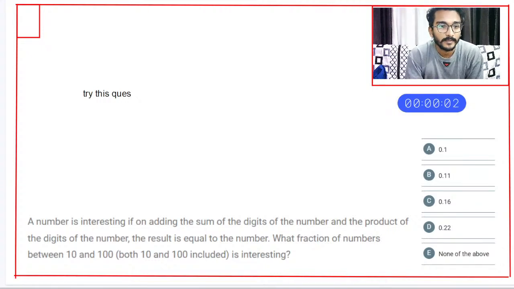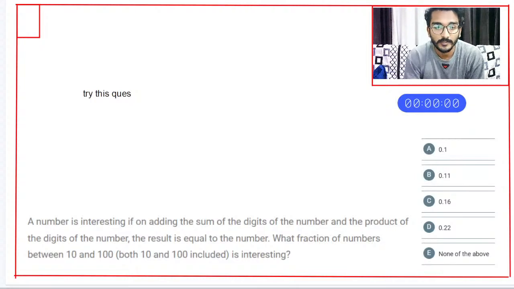The question is saying a number is interesting if on adding the sum of the digits of the number and the product of the digits of the number, the result is equal to the number. What is the fraction of numbers between 10 and 100 that are interesting? 10 and 100 are included.